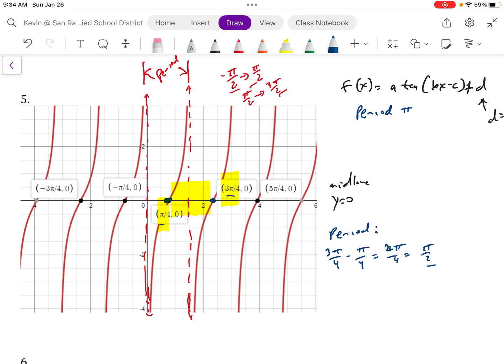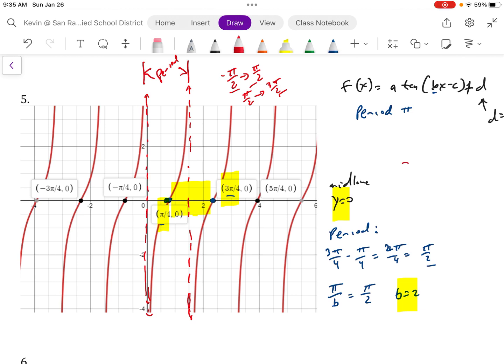Now remember, if we had the equation and wanted to figure out the period, we would take pi and divide it by b. That's what we're trying to figure out right now, if there's a b here. Well, pi divided by b, in this case, equals pi over 2, so we can say that b equals 2. So now we know what our d is. Our d is 0. Our b is 2.